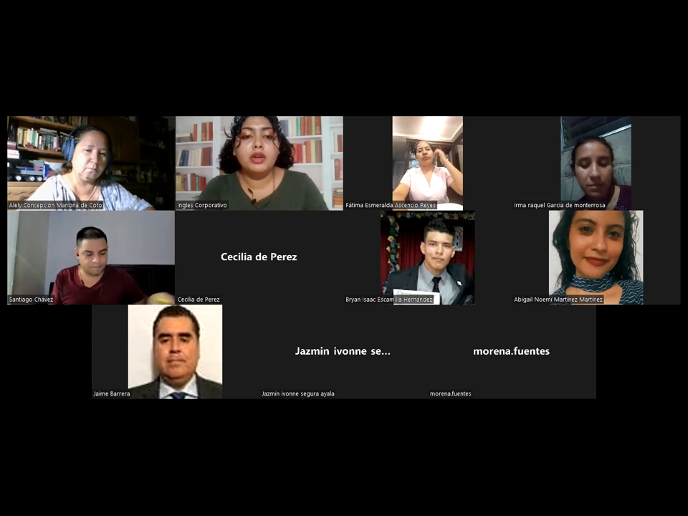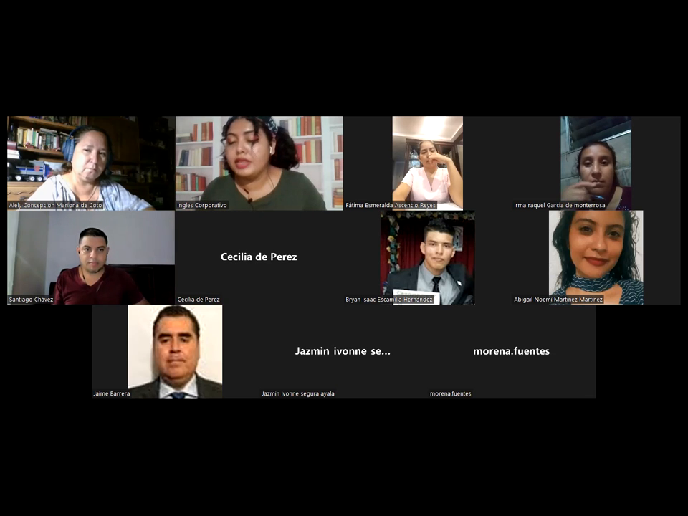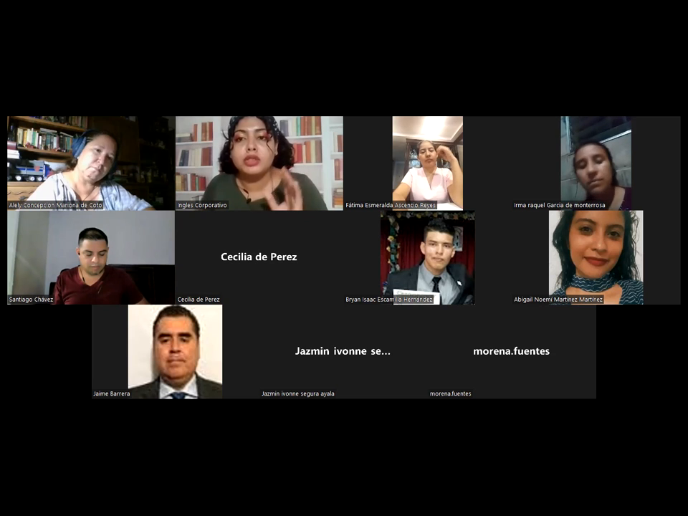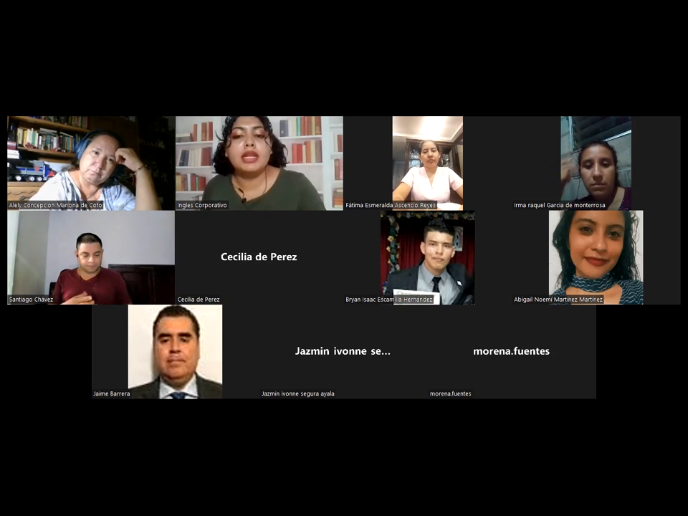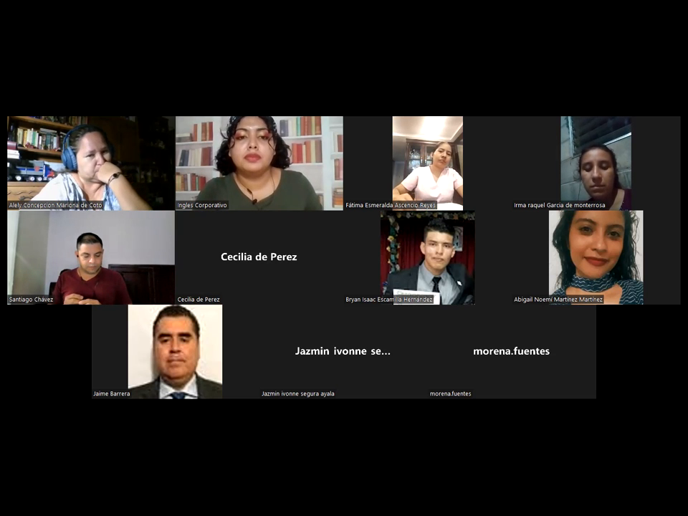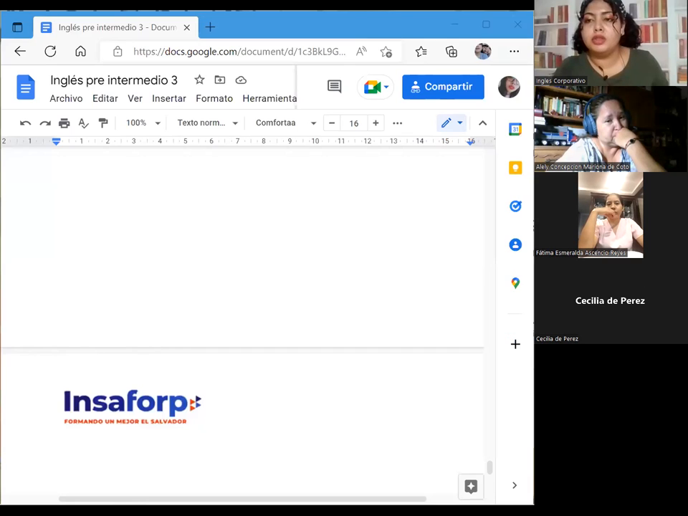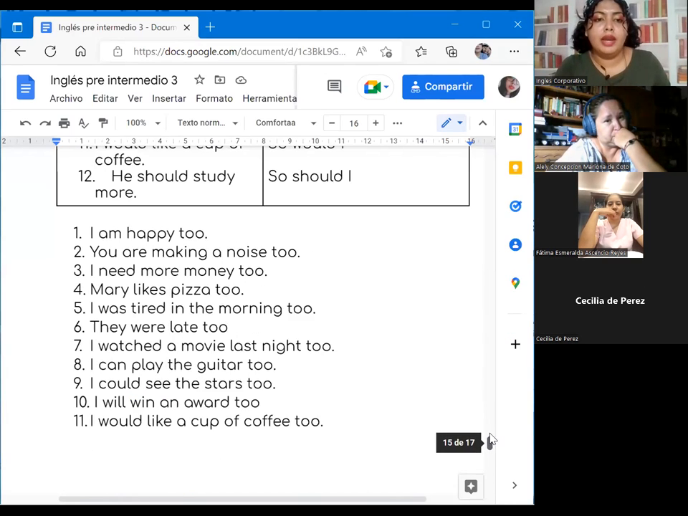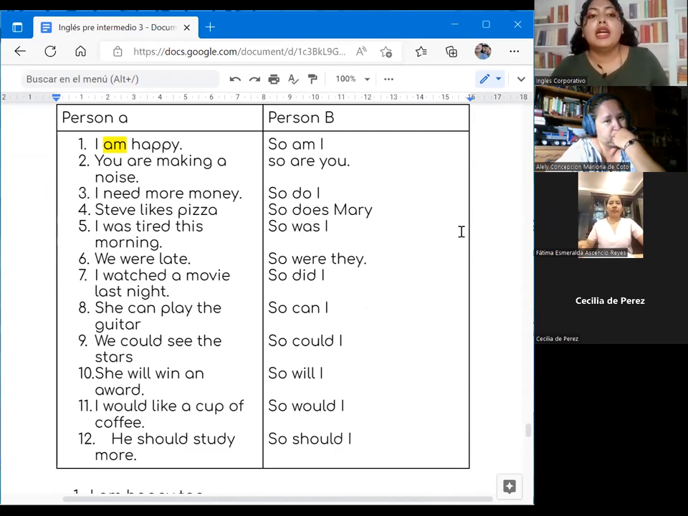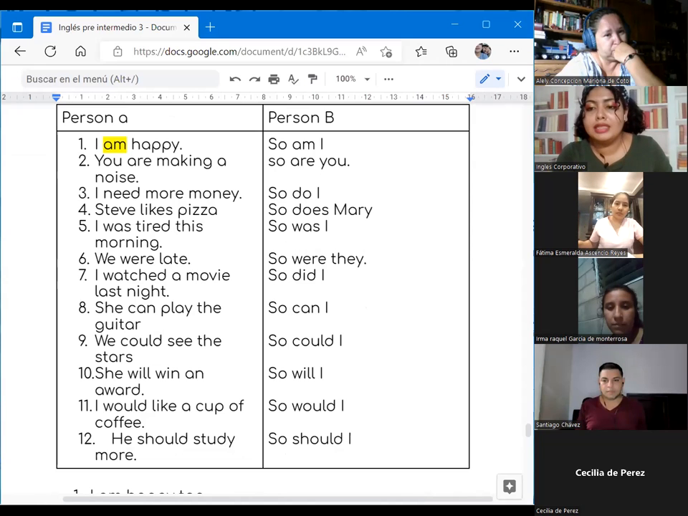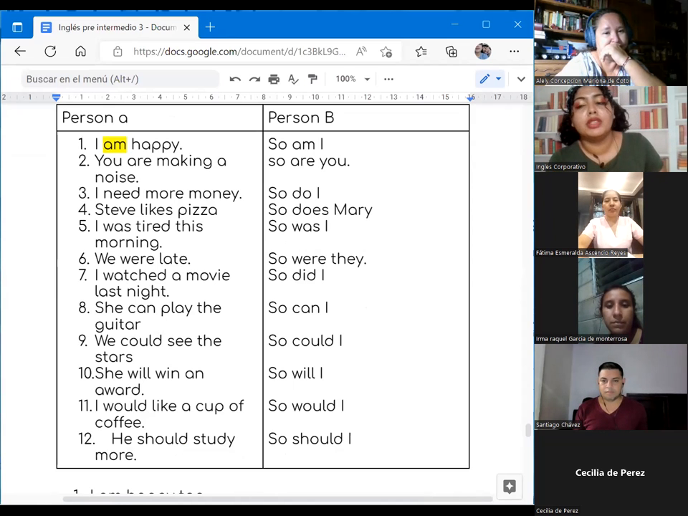So we are going to have a review of so and too, but in this case we are going to have some sentences with a speaker A and a speaker B. Remember that yesterday, but let me share the screen first. Okay, here we have this table, in which we were talking about person A and person B. We have sentences in which we show agreement with person A. Yesterday we were seeing this sentence in which we use the same structure.